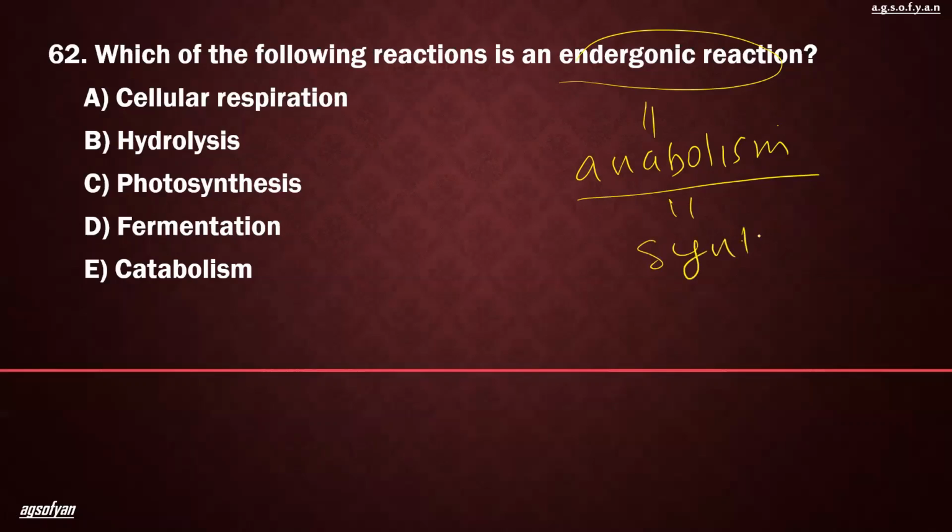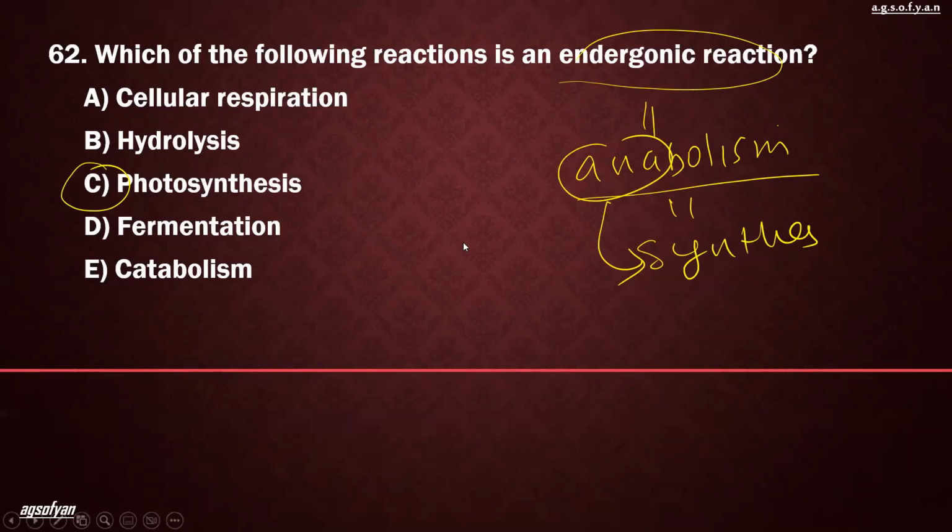Anabolism is synthesis. Ana is synthesis. Okay, so which one is synthesis? Photosynthesis. Okay, so make sure you study this. Anabolism means synthesis. Catabolism means breakdown or decomposition. And sometimes the name is really telling you what reaction it is. Photosynthesis is going to be anabolism because it's a synthesis reaction. Okay.